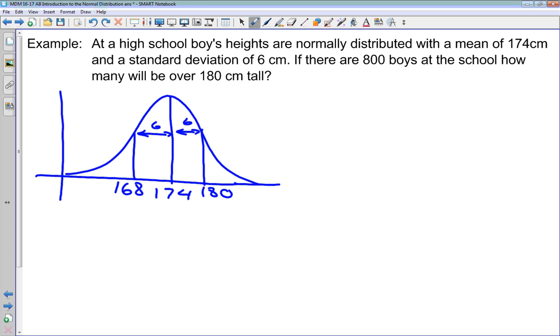Okay. So we want to know how many boys are over 180 centimeters tall. We want to figure out, if this is 180 right here, how many boys would be in this area of the curve over here, okay, greater than 180 centimeters. Well, if we look at the previous diagram that we had, well, let's just write that down first. 180 is 1 sigma, or 1 standard deviation, larger than the mean.